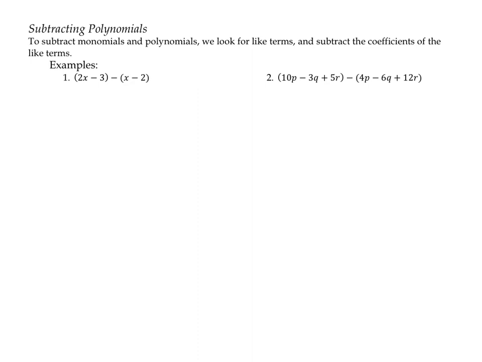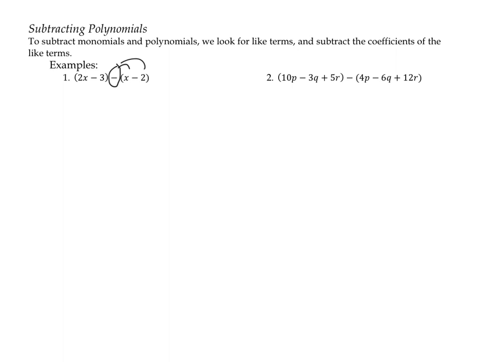All right, so very similar to addition of polynomials, we're now going to subtract the polynomials. We just need to be really careful with that subtraction sign. So we can kind of think of that subtraction as a minus 1 in front of our second set of parentheses. So we need to distribute this negative to both of our terms.